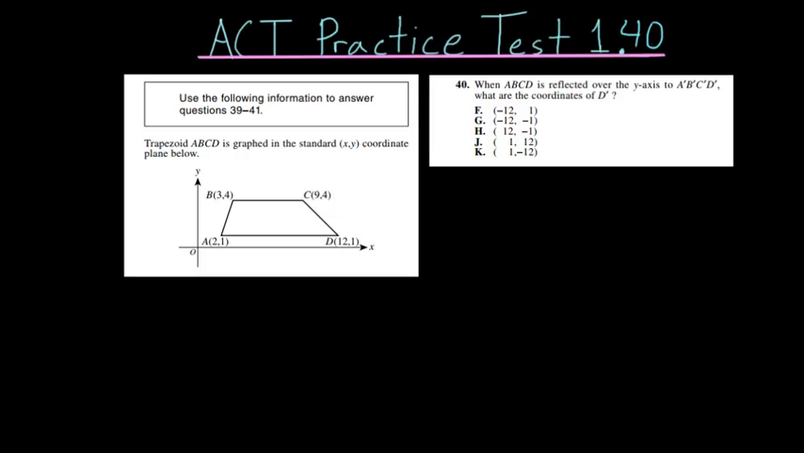For question number 40 of this first ACT practice test, when ABCD is reflected over the y-axis to A prime, B prime, C prime, D prime, what are the coordinates of D prime? So the key here is that we're reflecting over the y-axis. So essentially, we're going to create a mirror image of this trapezoid here, but on the other side of this line here, which is the y-axis.